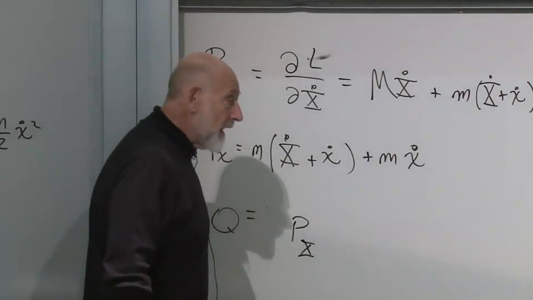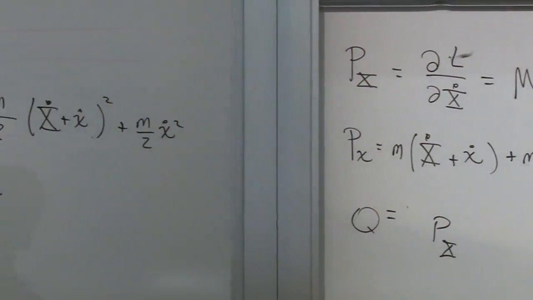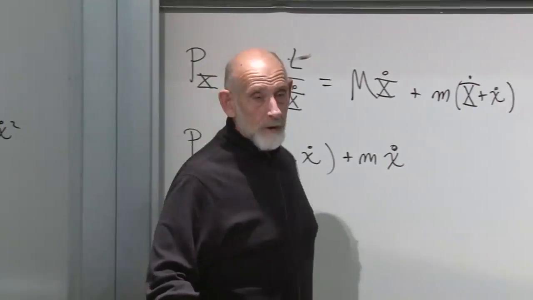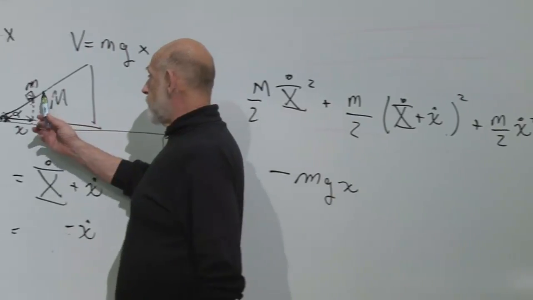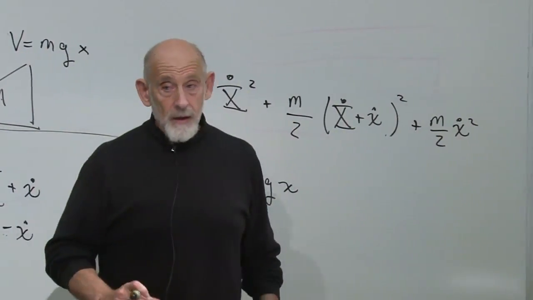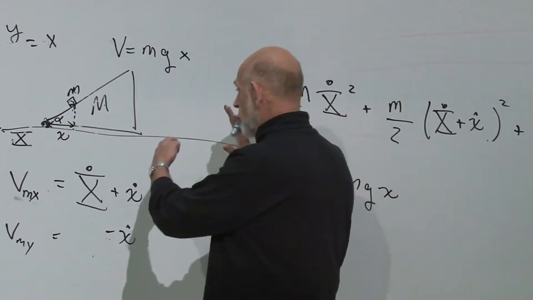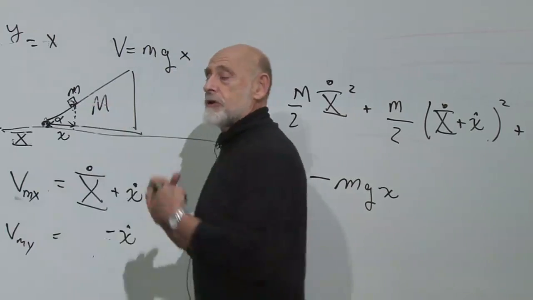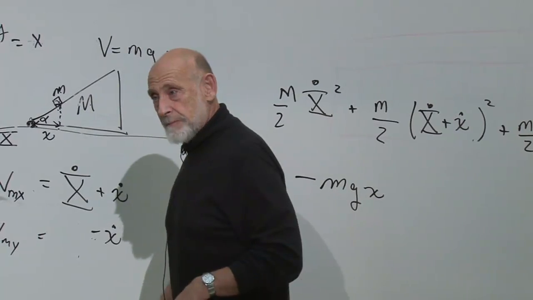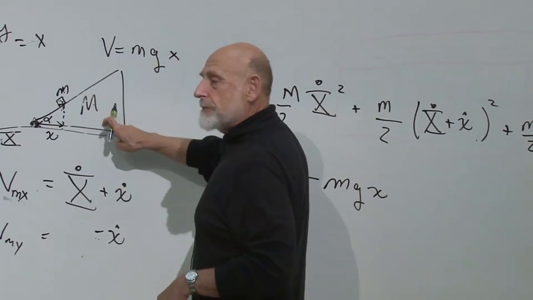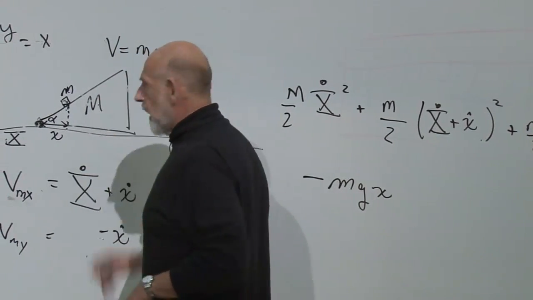That's the conserved quantity. But it's not the mass times the velocity of the block here. That's not conserved. Why isn't it conserved? The reason it's not conserved is that there are forces between big M and little m. If you try to give big M a push, then there's a force exerted on little m, and little m exerts a back force on big M. So the ordinary momentum, the conventional momentum, namely mv, of this block is not conserved.